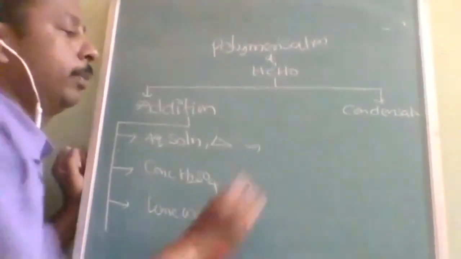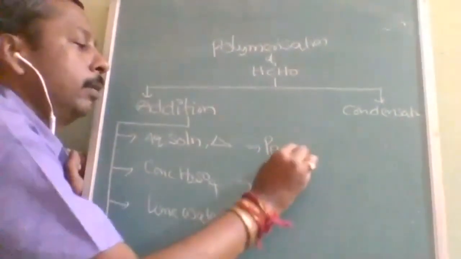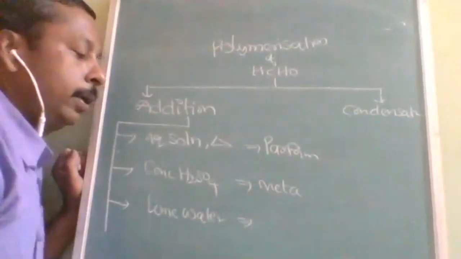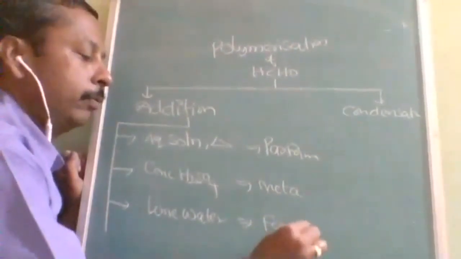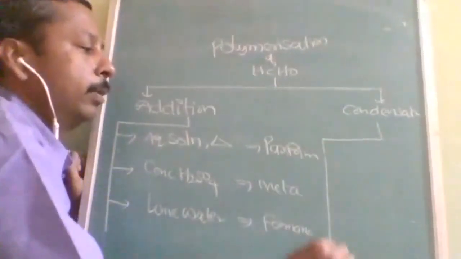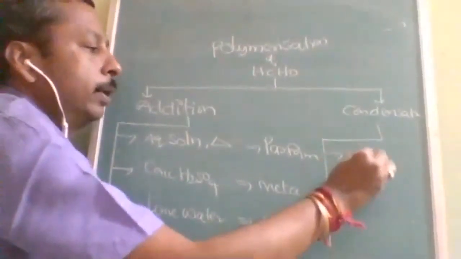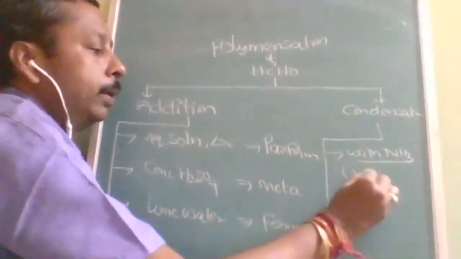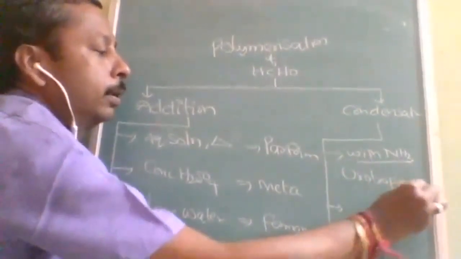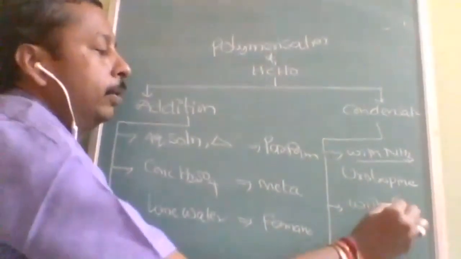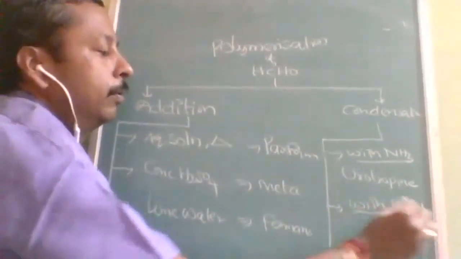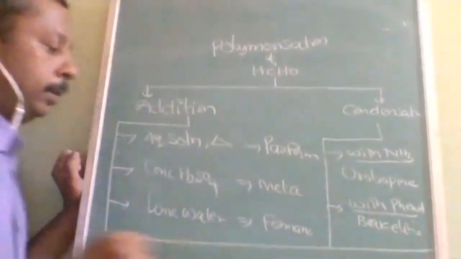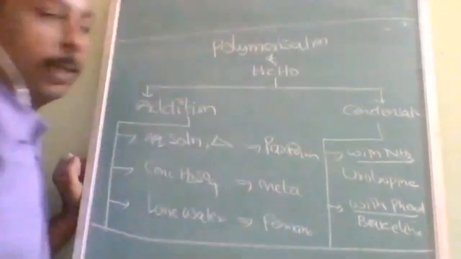These products are also important. Here it is paraformaldehyde, here it will be metaformaldehyde, and here it is Formanose. And condensation polymerization has only two types. First is with NH3, and the product is urotropine. Second is formaldehyde with phenol, which gives Bakelite. This is the summary of the polymerization of formaldehyde.